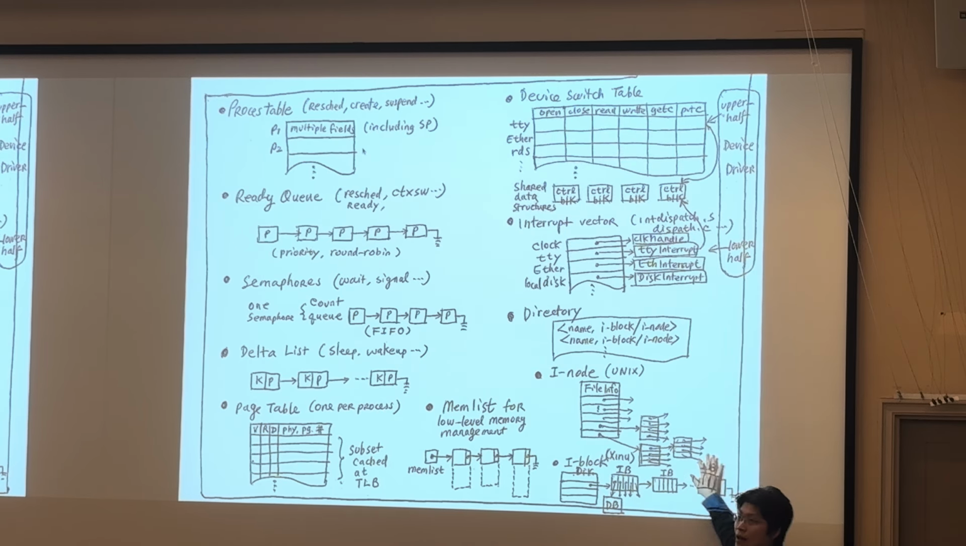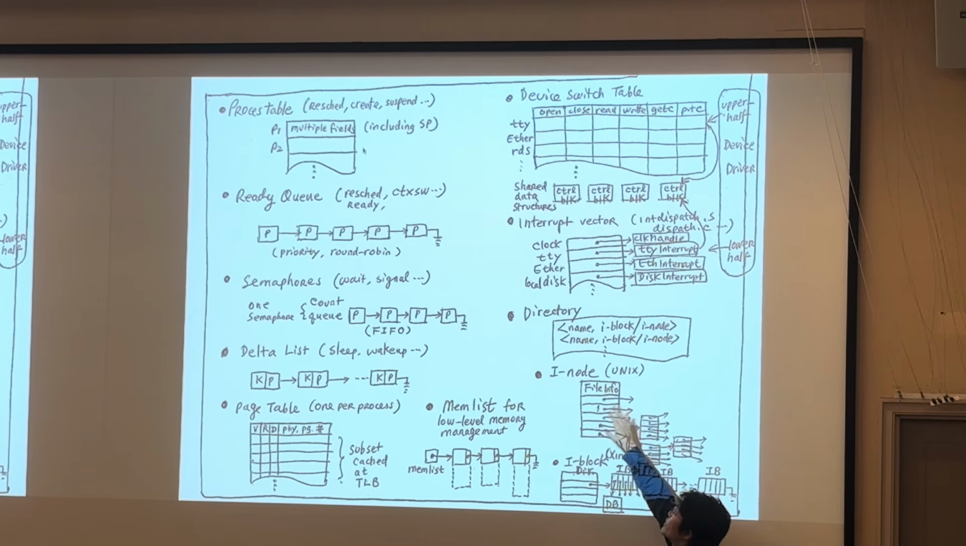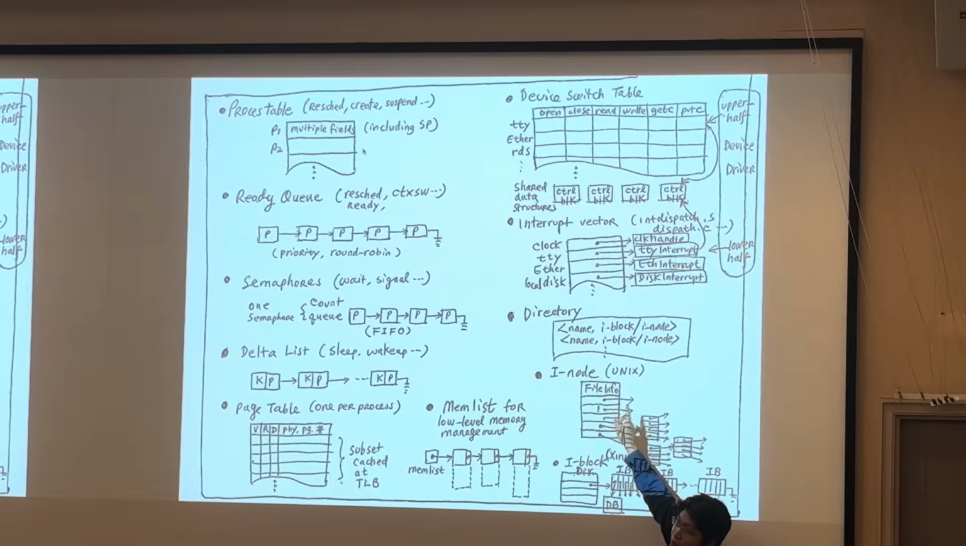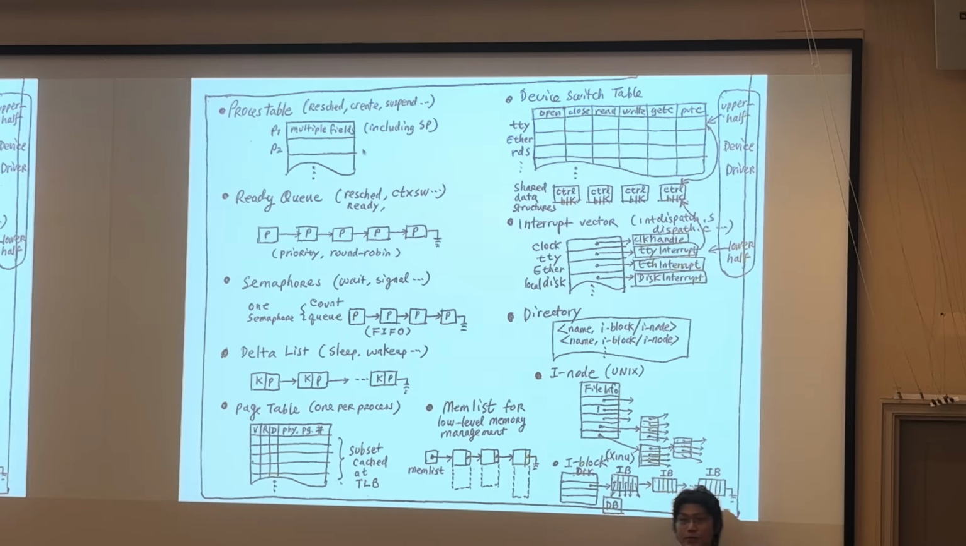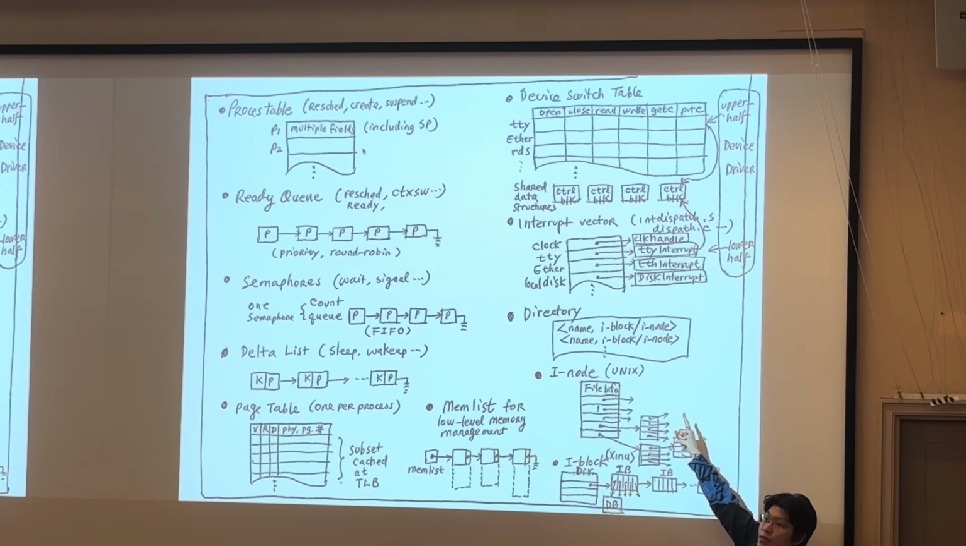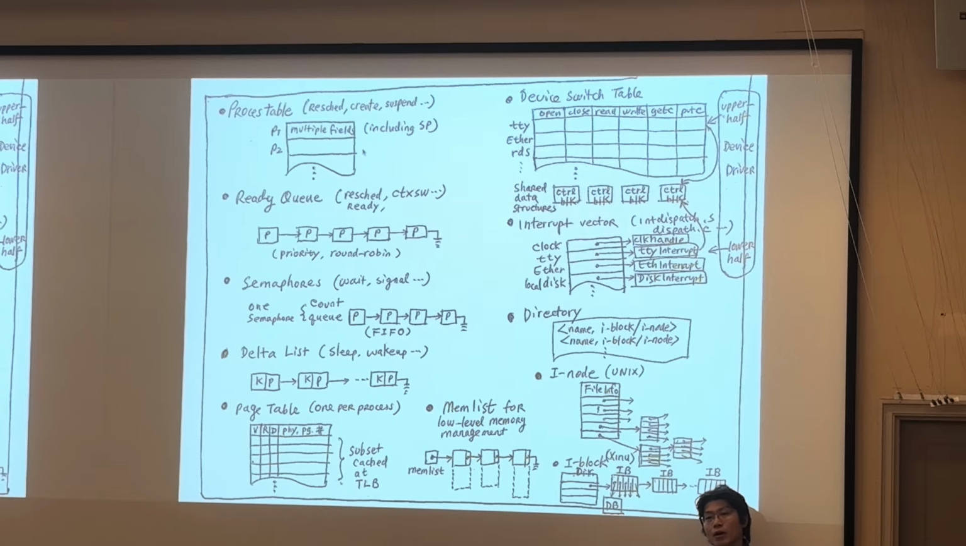And then file system. Inside memory, you have data structures that represent your file system. For the directory, you have directory entries. Each directory entry is a pair, a mapping from the file name to the I block, the first I block of a file, in Xinu. In other OSes like Linux, it's mapped to an inode.